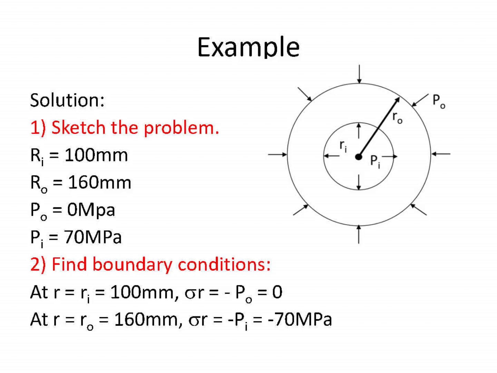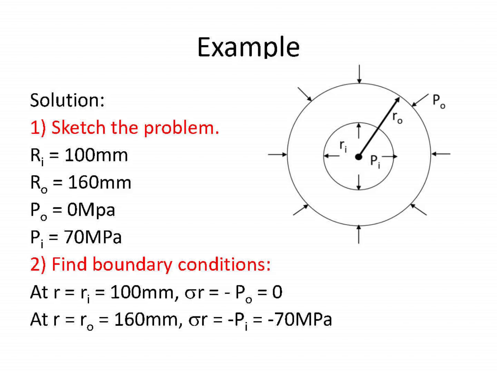Next, we sketch the problem. We draw a hollow cylinder and label the inner radius as 100 millimeters and the outer radius as 160 millimeters. The internal pressure acts on the inner surface, and there is no pressure on the outer surface. Sketching helps us visualize where the maximum stress is likely to occur, which is usually at the inner surface.